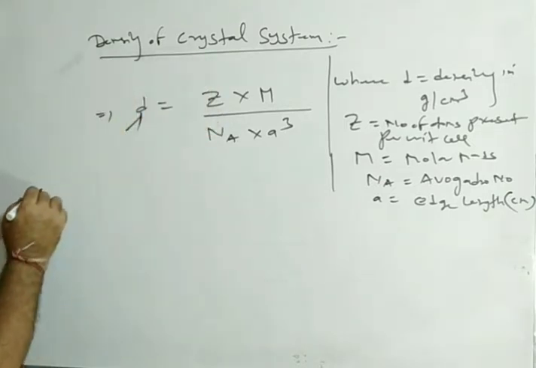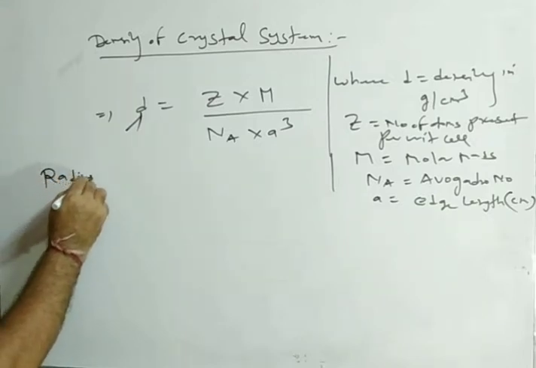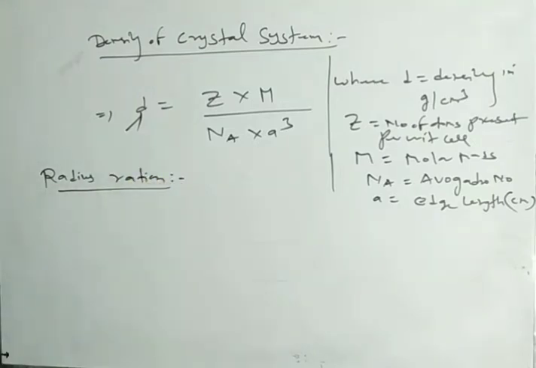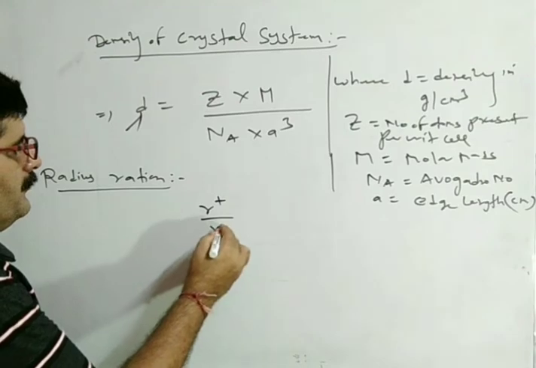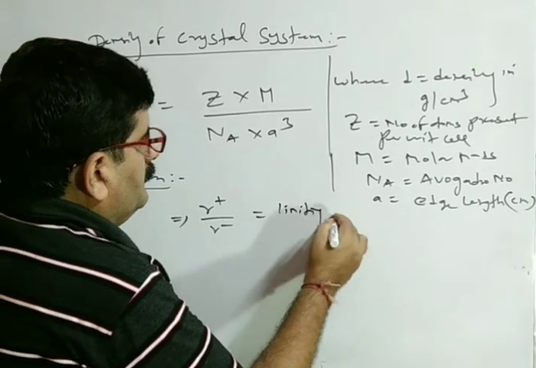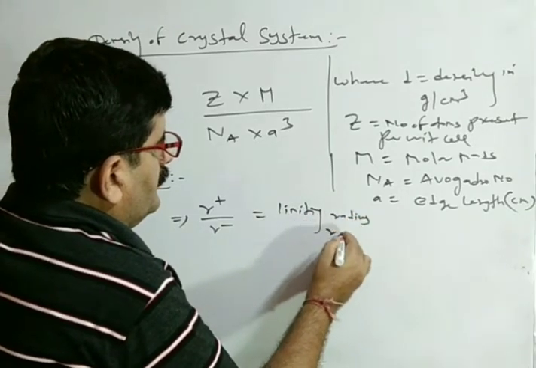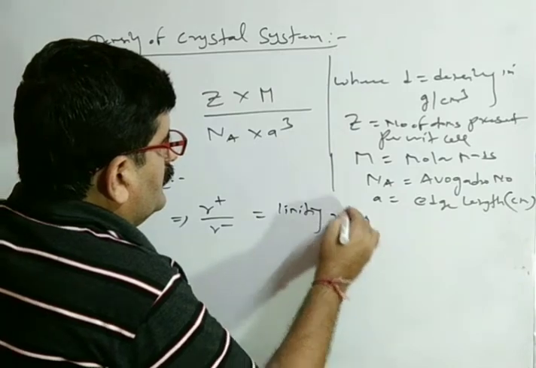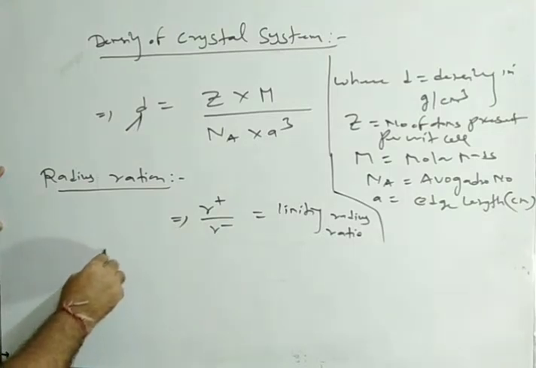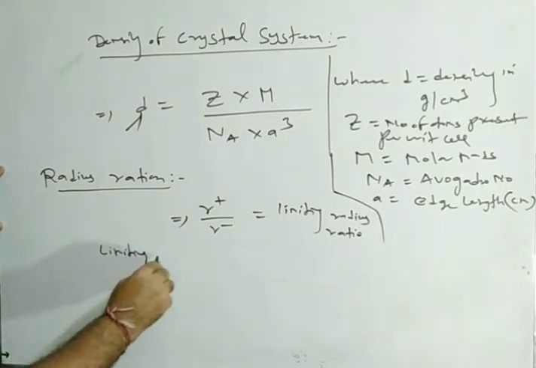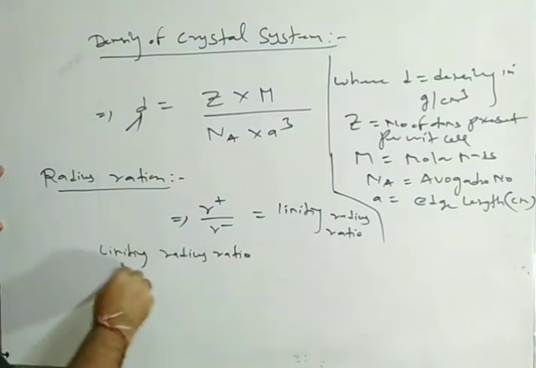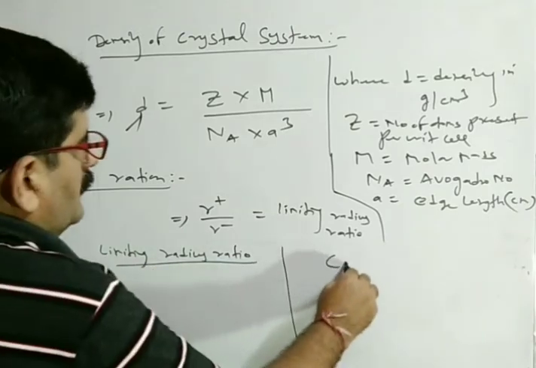Our next study is radius ratio. What is radius ratio? Radius of cation by radius of anion. This is known as limiting radius ratio. Consider following table. Limiting radius ratio. Here coordination number.